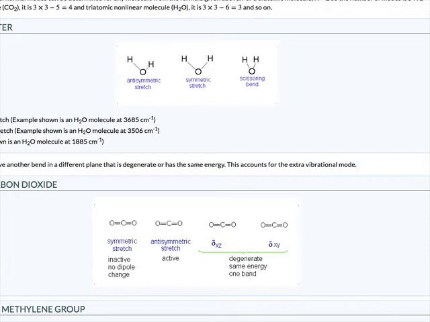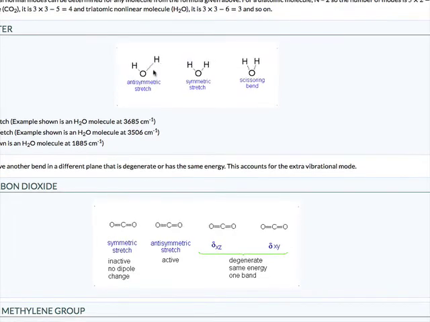So let's look very briefly at what these vibrational modes look like. This is from the LibreTexts free version of the organic chemistry textbook. These are the three modes of water that I just showed you. This is the symmetrical stretch where the H's are stretching at the same time and compressing at the same time. This is the asymmetrical stretch where one H is compressing while the other H is stretching and vice versa. And this is that scissoring or bending vibration. Those are the three modes of water.